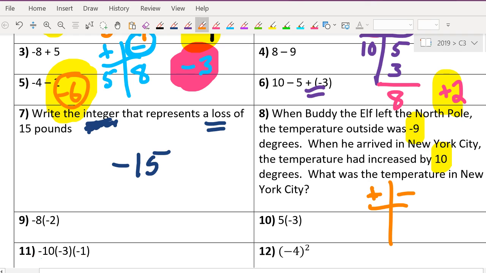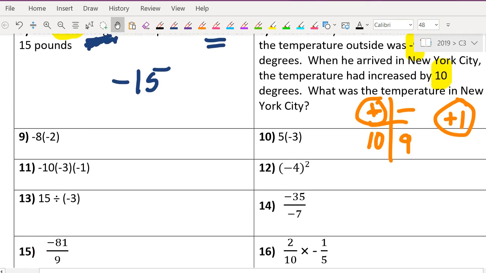10. Where does it go? Positives or negatives? Positives. What about the 9? 9 goes bad guy. Okay, so good guys won by 1 point, so the answer is positive 1. But you think, does that make sense? If we started at -9 and we went up 10 degrees, would we cross 0? Yes. By 1, right? So it makes sense.